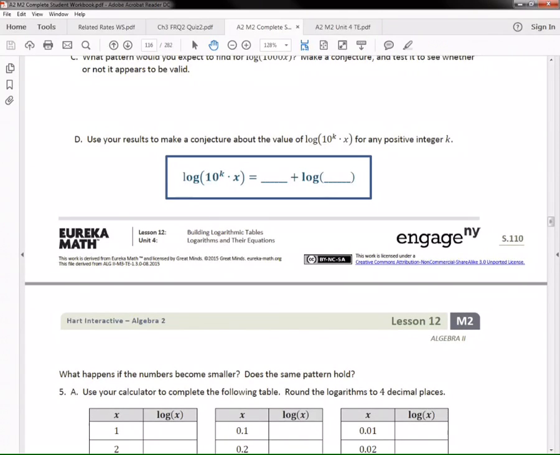Now, I think this formula box was actually written a little confusingly. Yeah, let me show you. They skipped a step here.